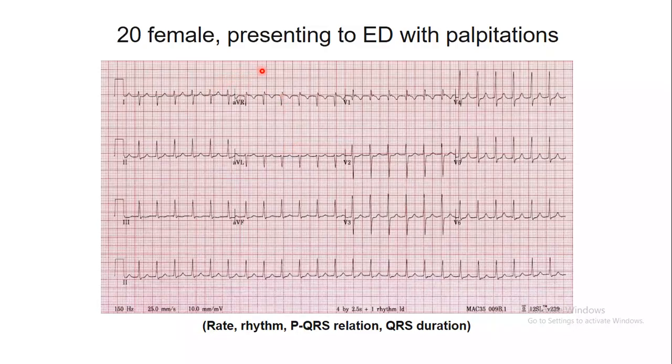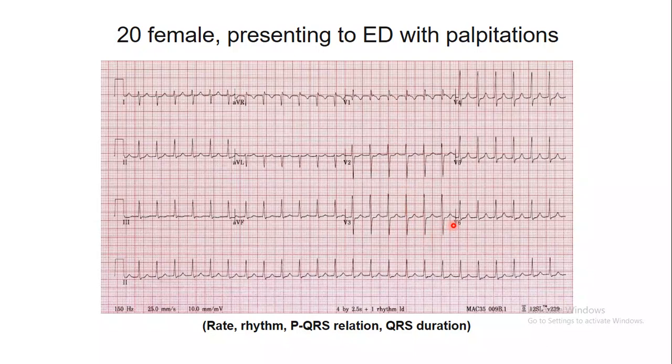This 20-year-old female patient presented with palpitation. Regarding the rate, the heart rate is very rapid, around 170 or 180 per minute. The rhythm is regular. P-QRS: if we look at first glance, we don't see any P wave. But if we look carefully at the terminal part of QRS in V1, we will note a small notch that might be a P wave after the QRS complex. The QRS duration is narrow, so we have a narrow complex tachycardia.